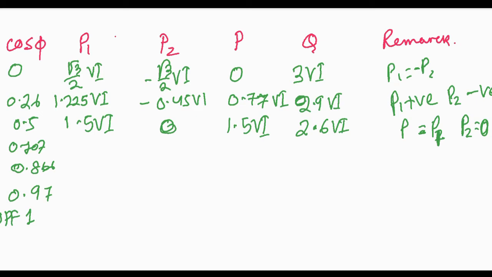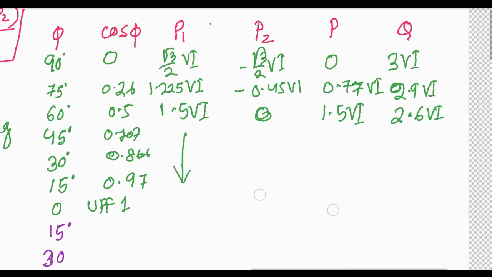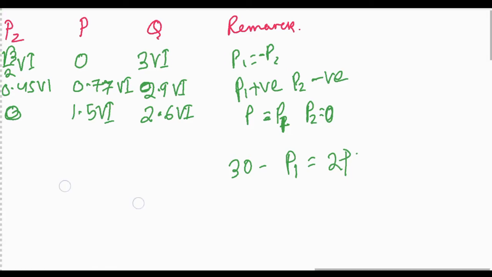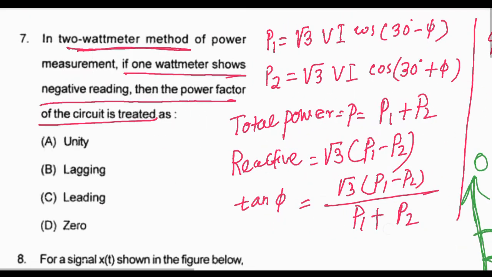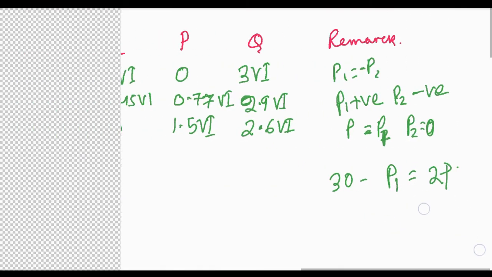Similarly, if we go downward, what will happen? The P1 value will be, suppose for 30 degree, here for 30 degree this is coming to be P1 will be equal to 2 P2, but according to the question we are considering here, we are deviating from the question. First, here given that if 1 wattmeter shows negative reading, then the power factor of the circuit would be. So here look at this thing, here first 3 readings.